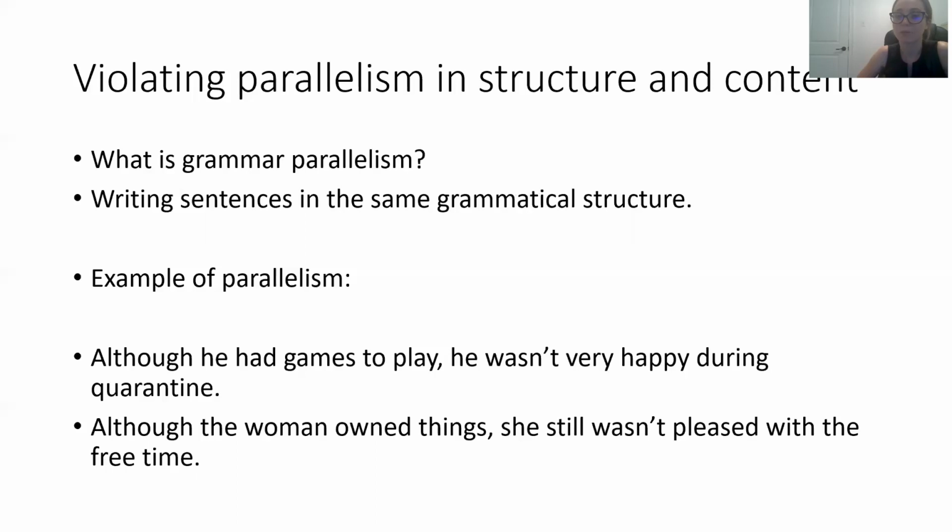All right, violating parallelism in structure and in content. First, let's talk about what grammar parallelism is. That's writing sentences in the same grammatical structure. An example of parallelism is: although he had games to play, he wasn't very happy during the quarantine. Then the second example, structured in a parallel way: although the woman owned things, she still wasn't pleased with the free time.